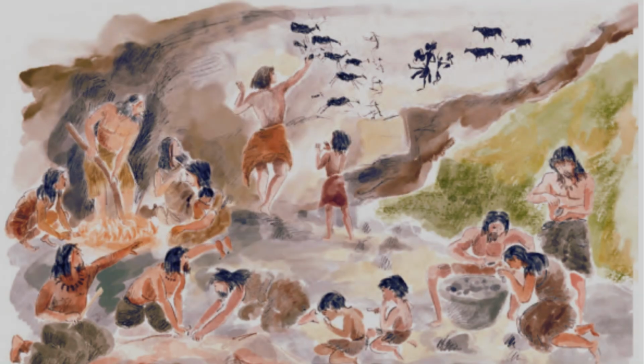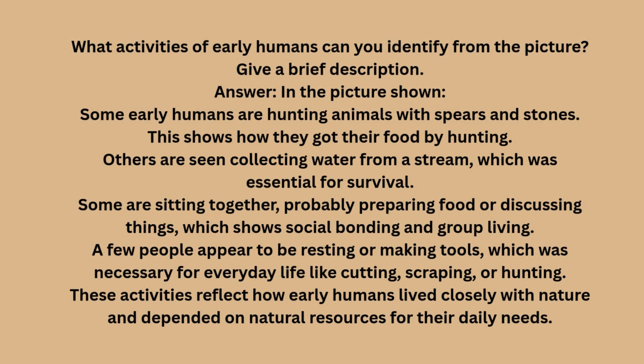Now, in this picture, you can see that some early humans are hunting animals with spears and stones. So, this shows how they got their food by hunting. Others are seen collecting water from the stream, which is essential for their survival, and some are sitting together, probably preparing food or discussing things, which shows social bonding and group living also.